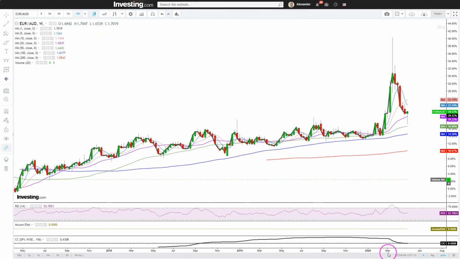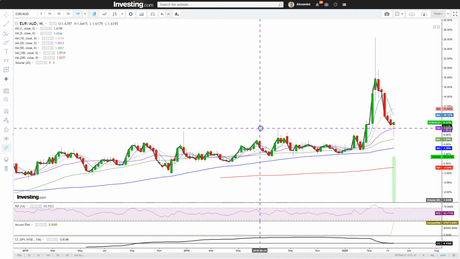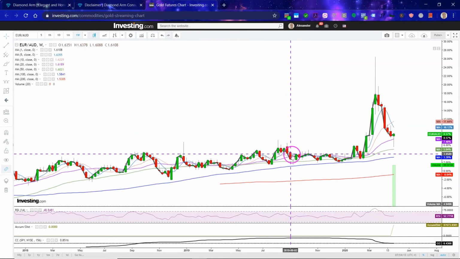Looking at the weeklies, there is a 43% positive correlation between this pair and the S&P 500. Okay, interesting stuff.